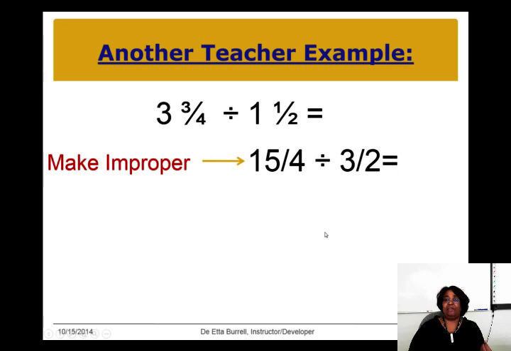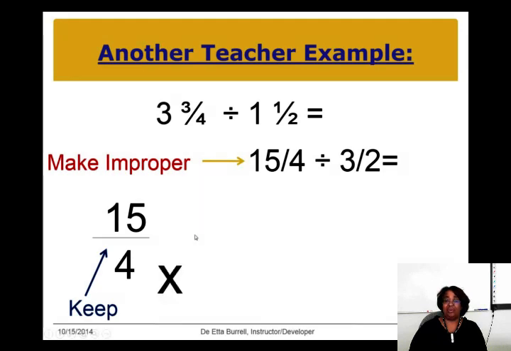15 over 4 divided by 3 over 2. We're going to do multiply in just a minute. First we're going to do keep, switch, and flip. Keep the first fraction, so 15 over 4 stays the same. Switch the operation to multiplication.